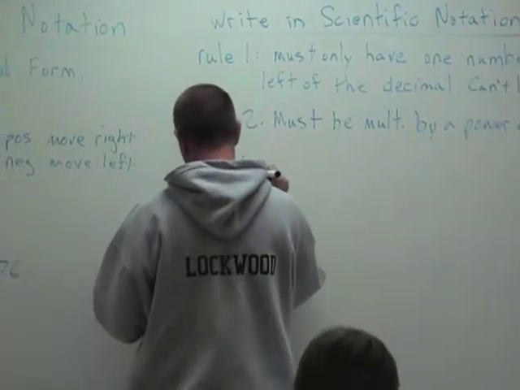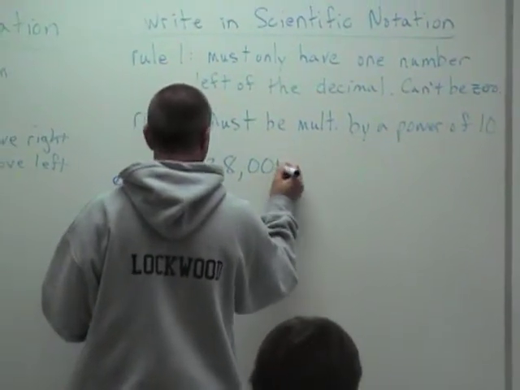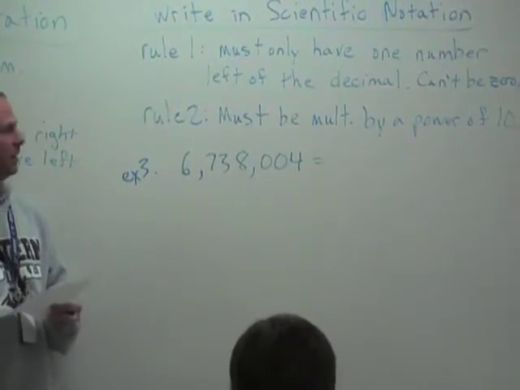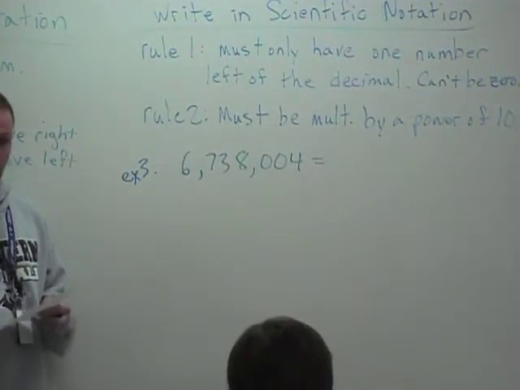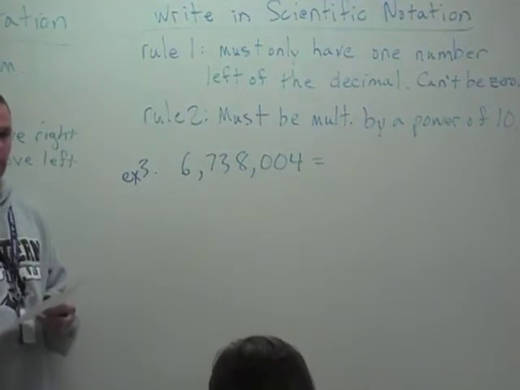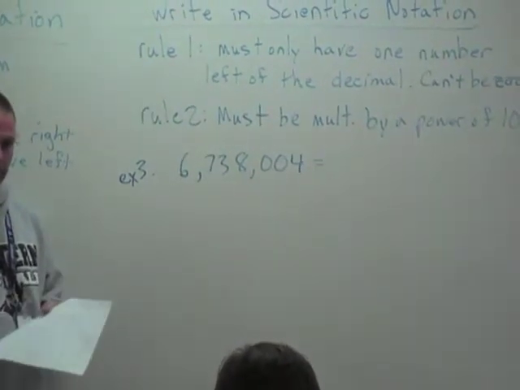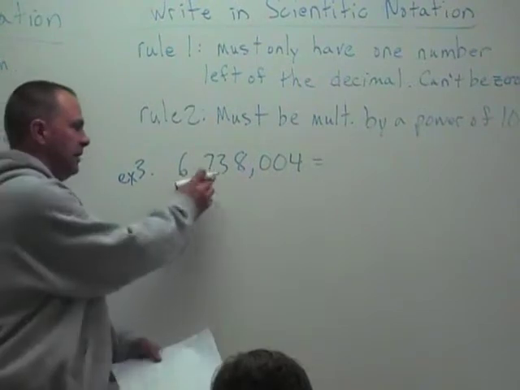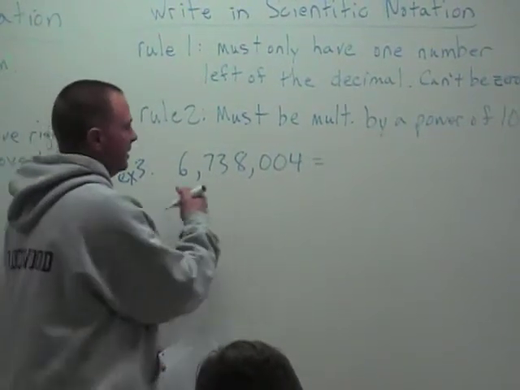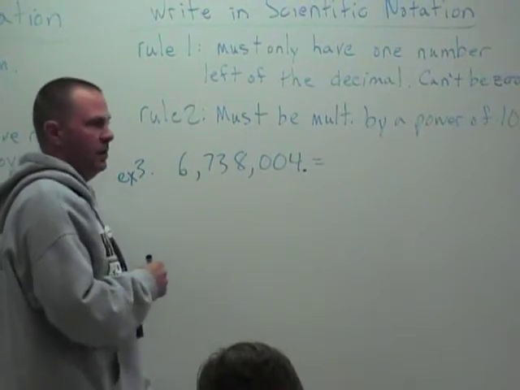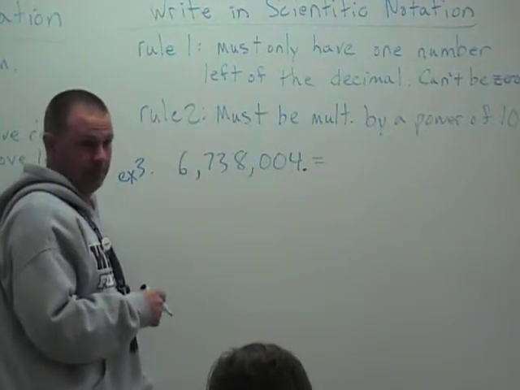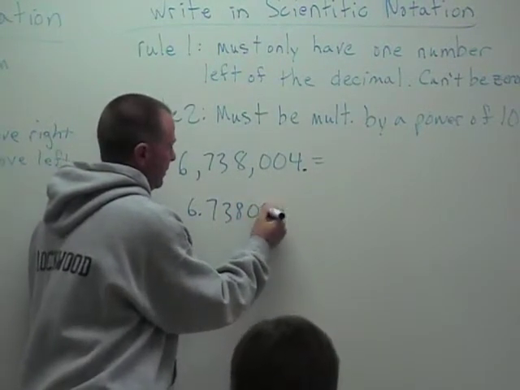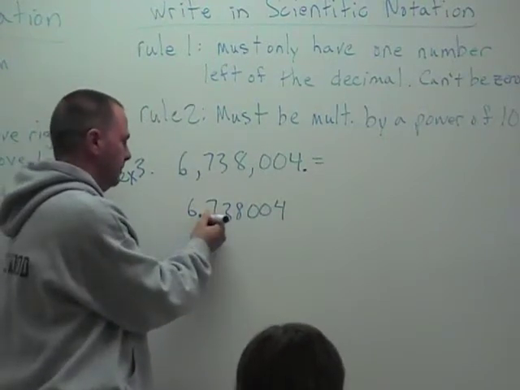All right, 6,738,004. I want that written in scientific notation. So Hannah, rule 1 says what? Right, where's the decimal on this number? Yeah, this is a standard notated number. There's the decimal. Where does the decimal need to be? Between the 6 and 7. Yeah, right here. So 6.738004. That's rule number 1.